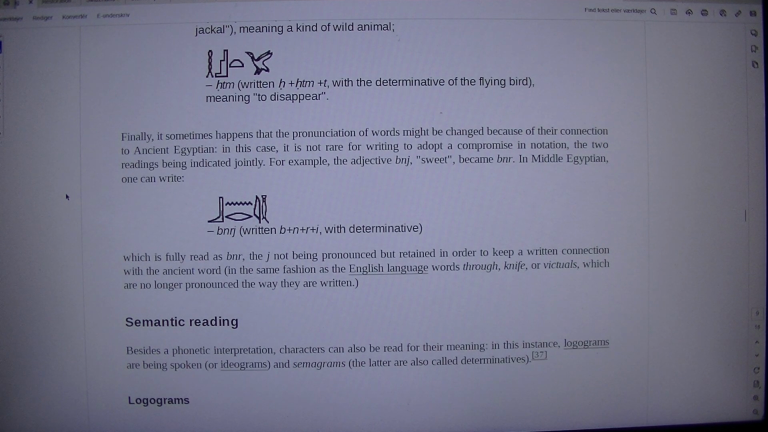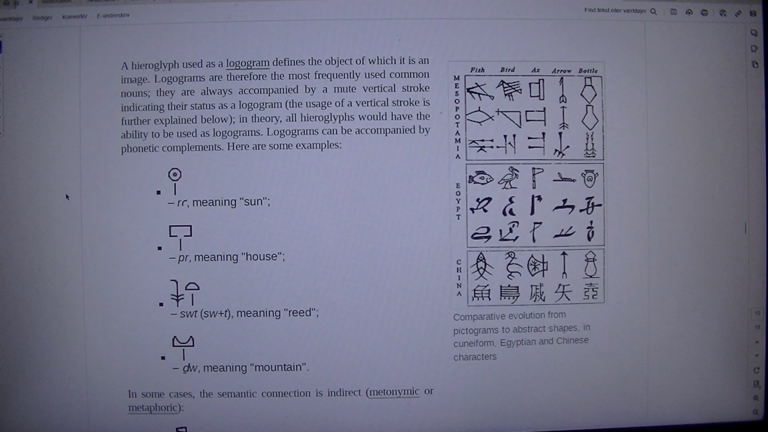37. Logograms. Comparative evolution from pictograms to abstract shapes. In cuneiform, Egyptian and Chinese characters, a hieroglyph used as a logogram defines the object of which it is an image. Logograms are therefore the most frequently used common nouns. They are always accompanied by a mute vertical stroke indicating their status as a logogram. The usage of a vertical stroke is further explained below. In theory, all hieroglyphs would have the ability to be used as logograms. Logograms can be accompanied by phonetic complements.